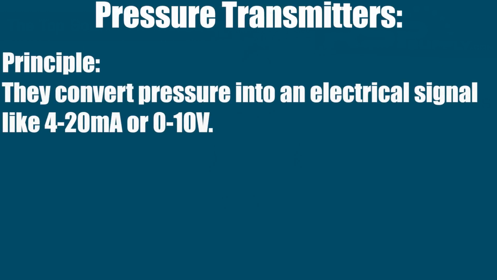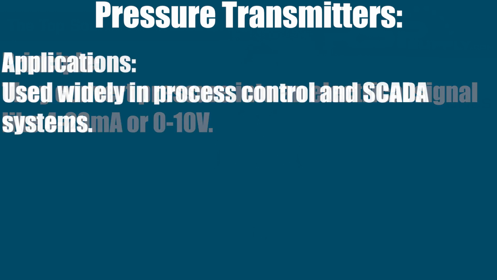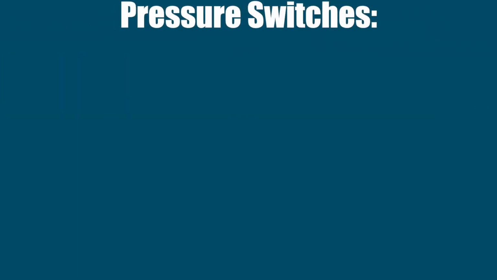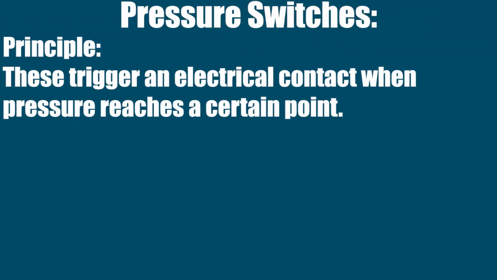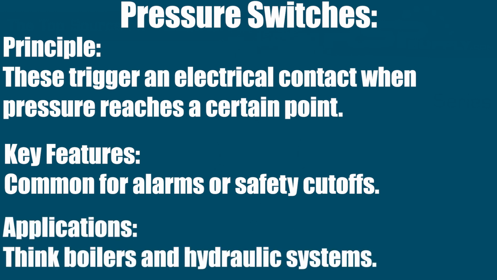Pressure transmitters, these are electronic, and its working principle is that it converts pressure into an electrical signal, like 4 to 20 milliamp or 0 to 10 volts. Key features with this: it's great for remote monitoring and other high accuracy applications. Found lots of times in process control and SCADA systems. Then you've got pressure switches, right? Its working principle is these trigger an electric contact when pressure reaches a certain point. Features for this: it's common for alarms or safety cutoffs. You'll find its application in boilers and hydraulic systems.